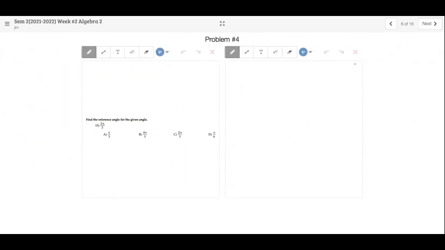Okay, problem number 4, it says find the reference angle for the given angle. Oh, the reference angle this time. Again, it's in radian measure. So the first thing I do is change that radian measure into a degree measure, okay? I want to put a multiplication sign in there. Pi's cross off. That gives me 60. 2 times 60 is 120. Okay, so I've got a 120-degree angle. I want to find the reference angle. So now the next thing I'm going to do is draw out 120 degrees.